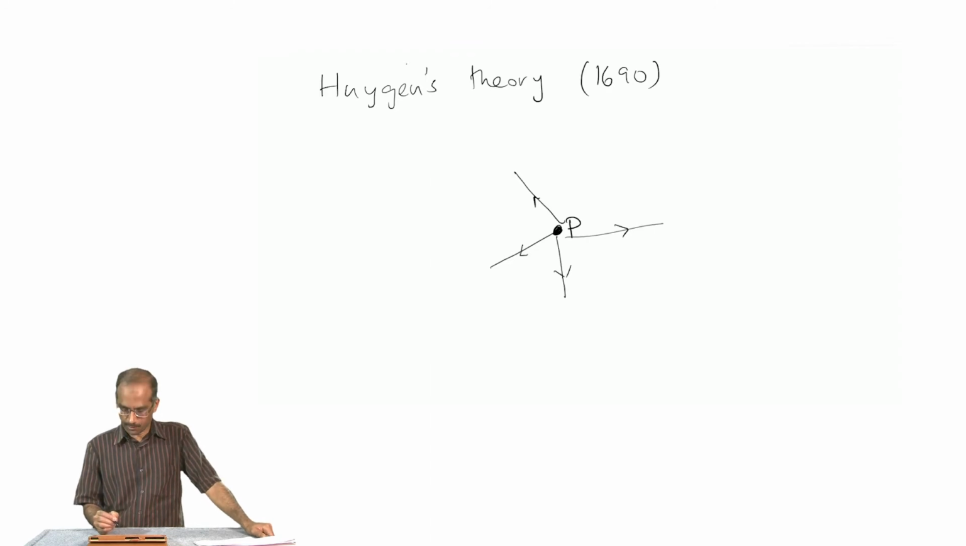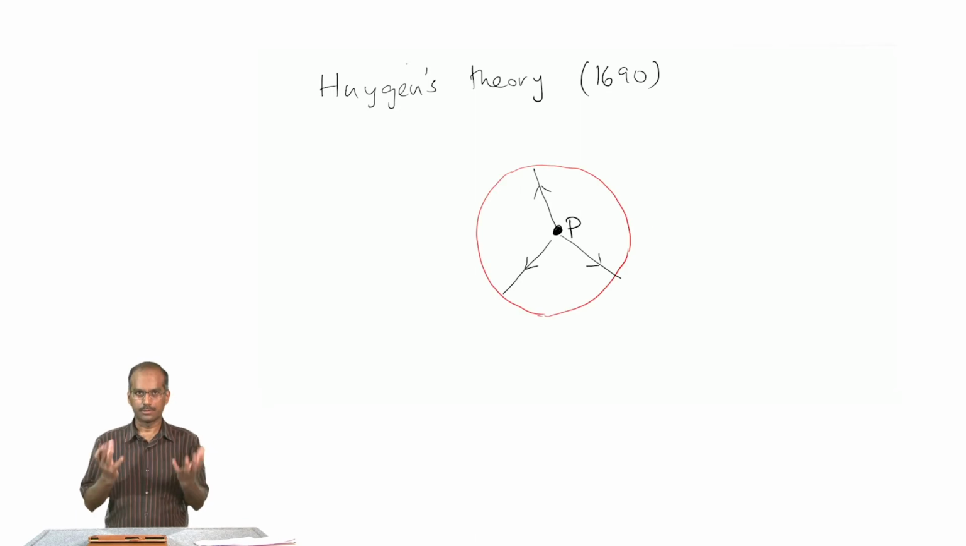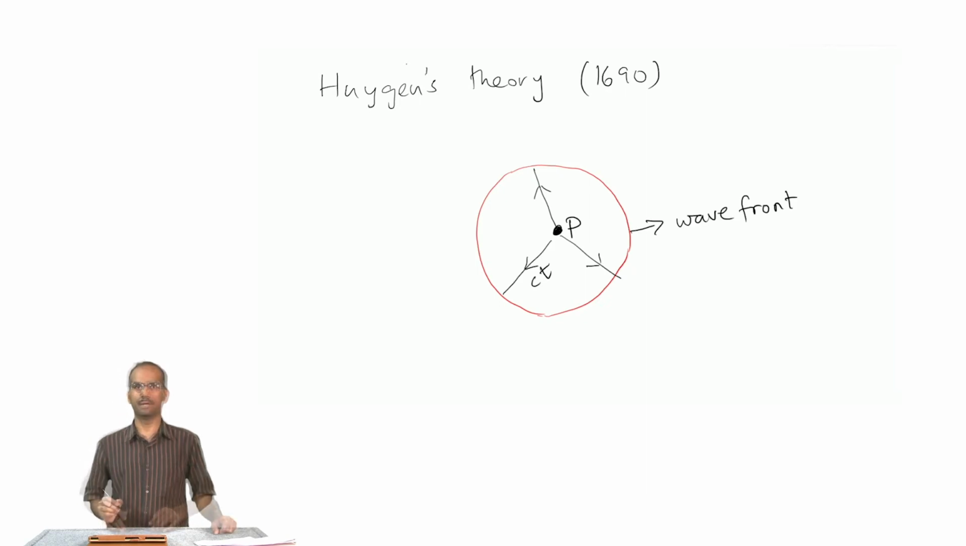Now, you can ask the question, what is the locus of those points which have the same phase? After all, whichever direction light travels around P, it is traveling with the same speed. This locus of points with the same phase have travelled a distance equal to c times t. This is a wave front for us, and specifically in this case it would be called a spherical wave front. The light coming out of point sources of light would define a spherical wave front.